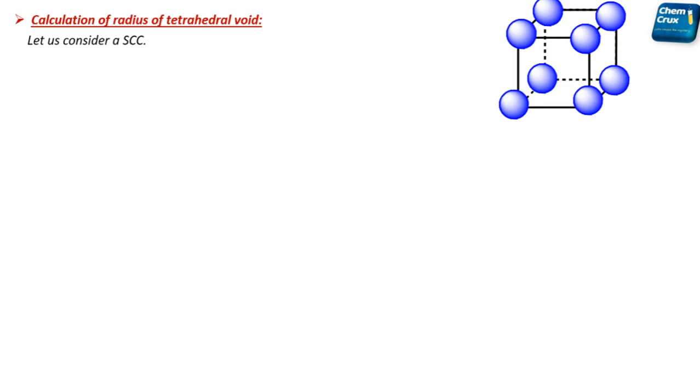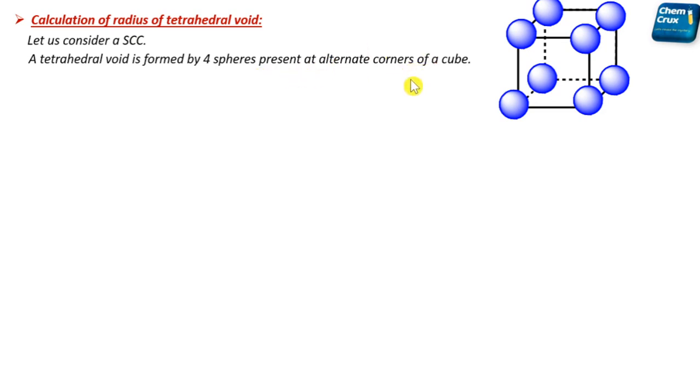Coming to the calculation of radius of tetrahedral void. So let us consider a simple cubic cell which has 8 spheres present at the corners of the cube. Now a tetrahedral void will be formed when 4 spheres are present at alternate corners of the cube. So if we fade out some of the spheres, you can see now that there are 4 spheres present at alternate corners of the cube, right?